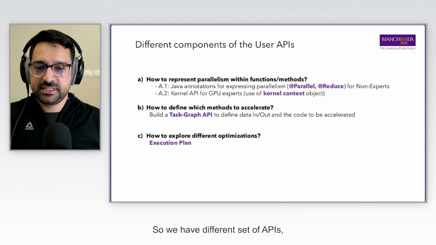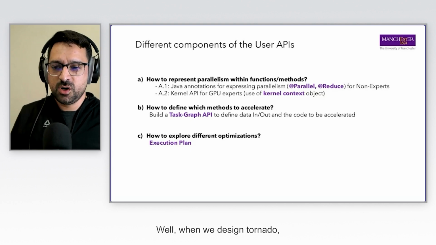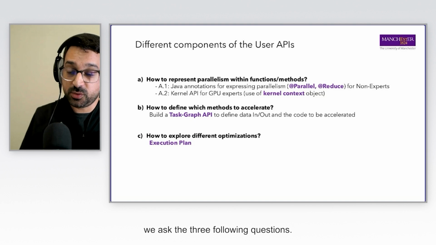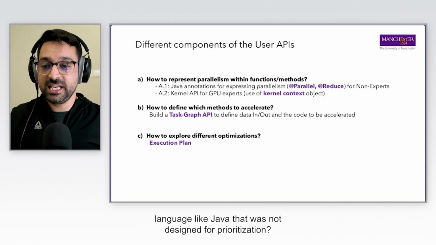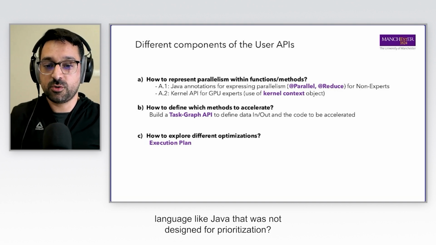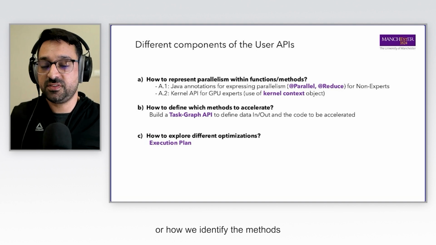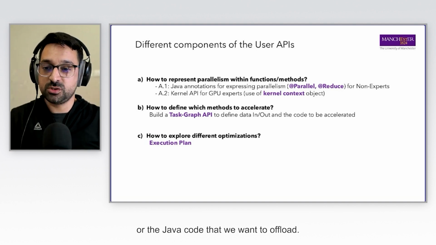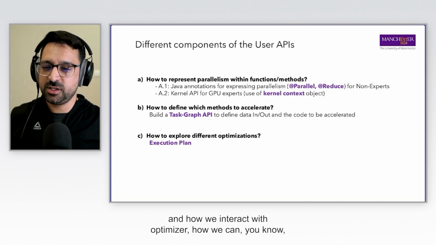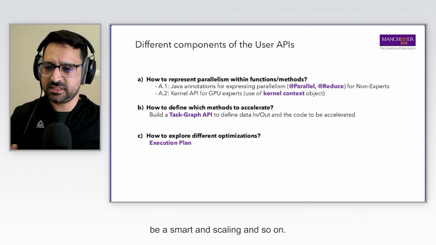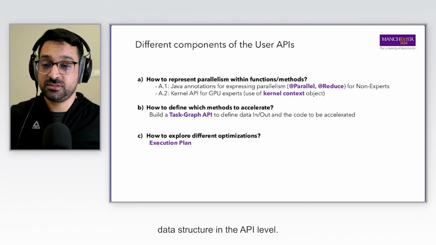So we have different sets of APIs. Why do we have different APIs? Well, when we designed Tornado, we asked the three following questions. The first one: how do we represent parallelization in a language like Java that was not designed for parallelization? The second question we asked is how we identify the methods or the Java code that we want to offload. And the third question is, how do we interact with the optimizer, how can we be smart in scaling and so on. So for each of these questions, we expose data structures at the API level.